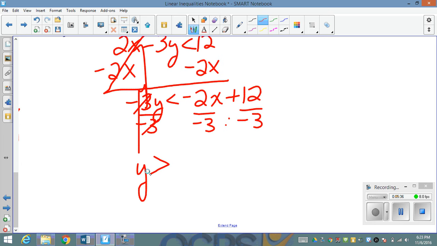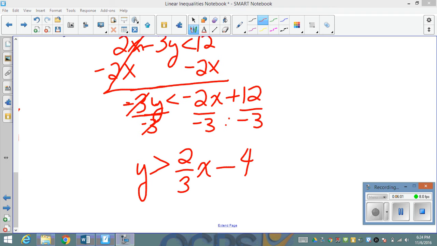And then here, negative divided by a negative is positive 2/3 x. And then here, positive divided by a negative is -4. So when I am all done solving for y here, I get y is greater than 2/3 x minus 4. You might want to go back through that one more time. I'm going to pause and clean it up a little bit.